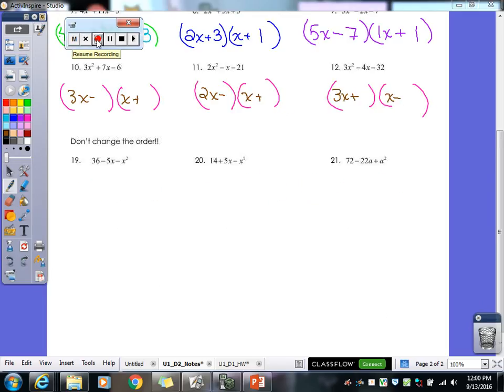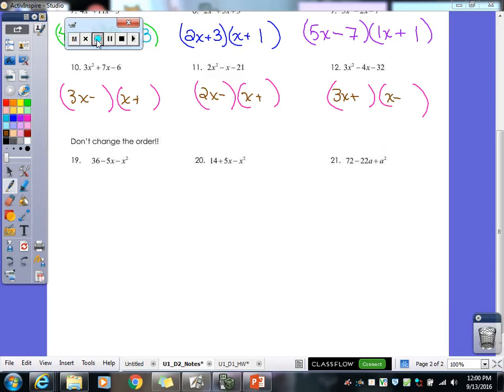Let's take a look at these. It looks like some of you are kind of stuck a little bit at some points there. So I went through and I filled in the first terms. All of these were a little easier because 3x squared, the only way you can break that up is 3x and x. 2x squared, you can only break that up using 2x and x. All of these our signs were different because we have a subtraction sign at the end of every single one of them.